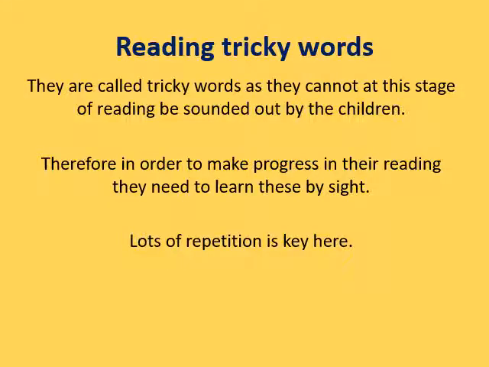Okay, so reading the tricky words. They're called tricky words because at this stage the children cannot sound these words out. So they need to learn them by sight, and lots of repetition is key here. An example of a tricky word is go. If they try to blend the word go, it doesn't make sense. It's not a word. So they must learn them by sight. We will send tricky word mats home, so you're aware of the words that we are learning at school, and you can practice these at home with your children too.